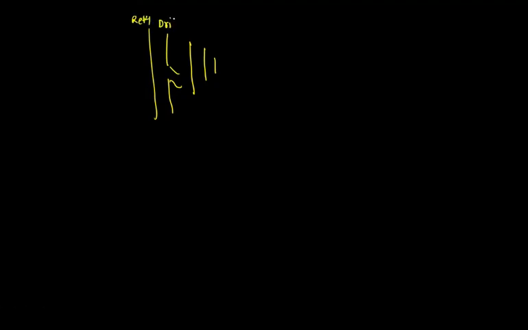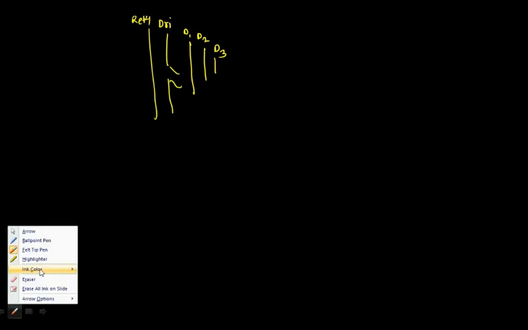This will be the driver or driven element. This is D1, this is D2, this is D3, and totally I have 5 elements. So this is a 5 element Yagi-Uda antenna. What kind of radiation pattern am I going to achieve out of this particular antenna?